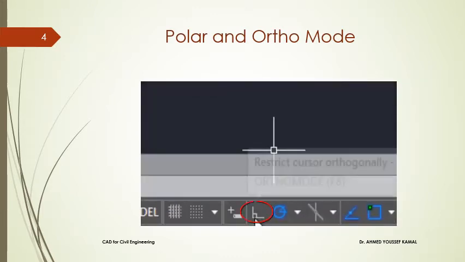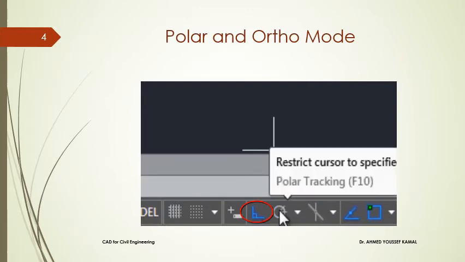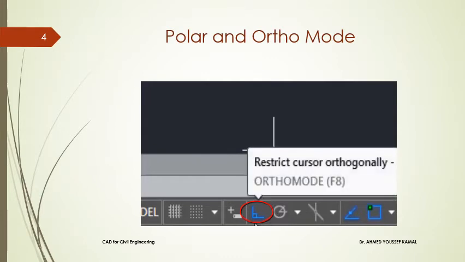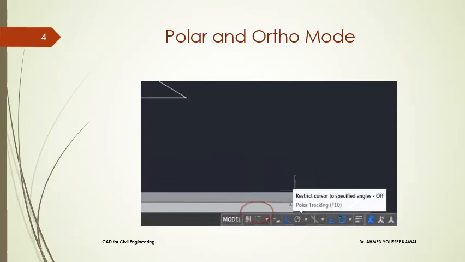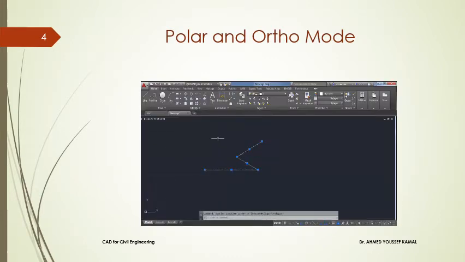Now let's click on this ortho mode. When you do this, you'll see that this polar tracking is automatically turned off, so you can only keep either ortho mode turned on or polar tracking. So let's delete these geometries, and now let's select this line again. Now if I try to make this line, you'll see that no matter where my cursor moves, it will always make a horizontal or a vertical line.